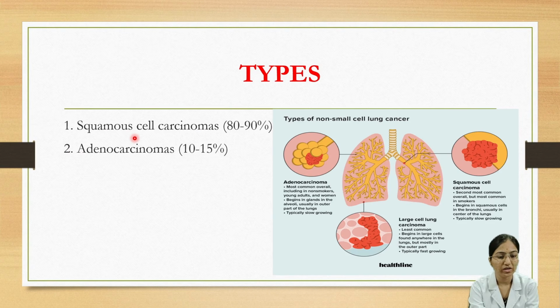We'll see the types of cervical cancer. There are two types. One is squamous cell carcinoma, which affects 80 to 90 percent, and the second one is adenocarcinoma, which affects 10 to 15 percent.